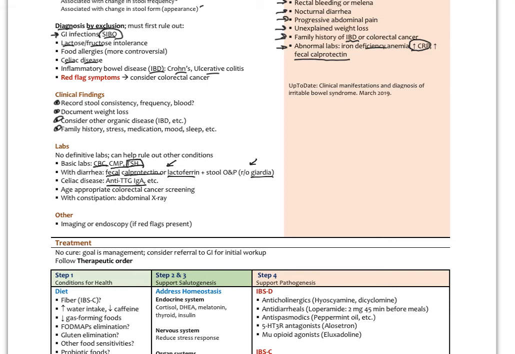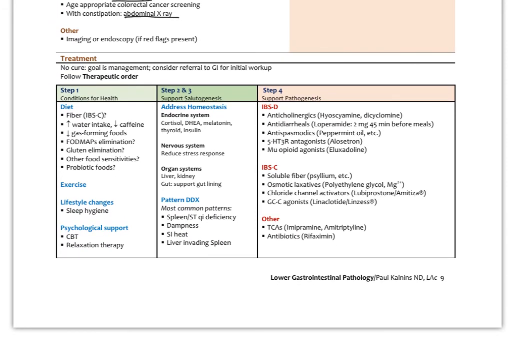With constipation, we might do an abdominal x-ray to see if there's any distension, megacolon, anything like that. And then imaging or endoscopy if other red flags are present. So that's the assessment for IBS. Treatment-wise, there's no cure. The goal is really symptom management from the biomedical perspective. And again, we might think about a referral to a GI or PCP who can focus on this as an initial workup to exclude all these other conditions.